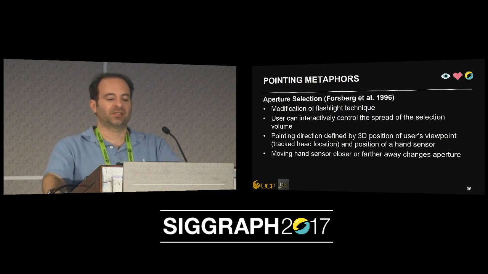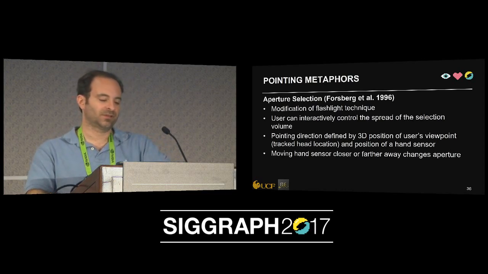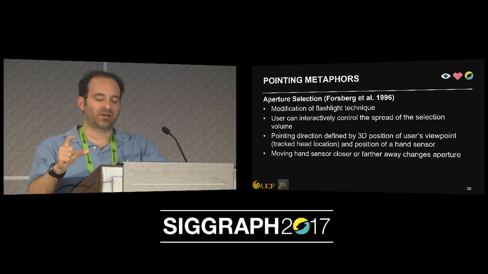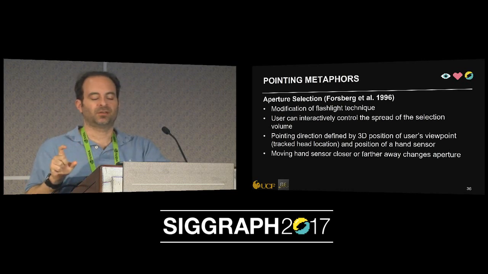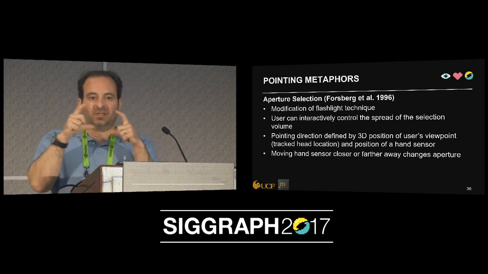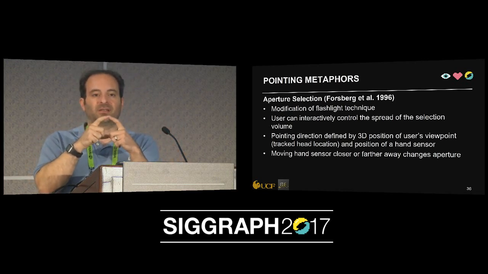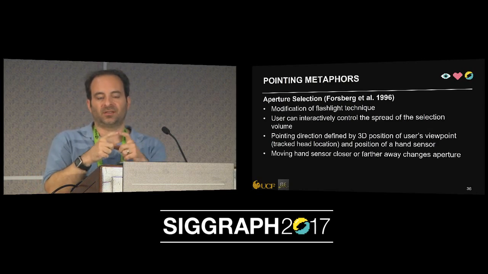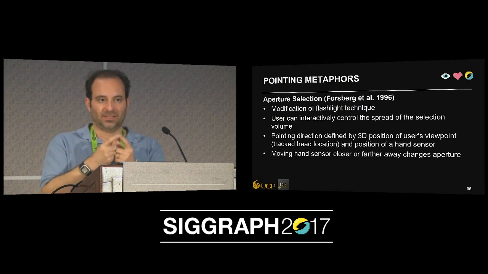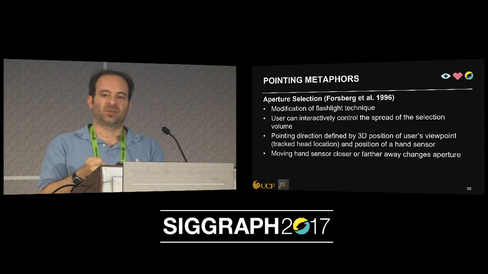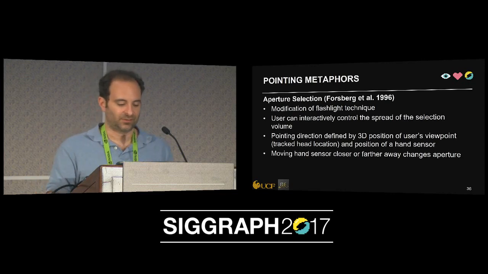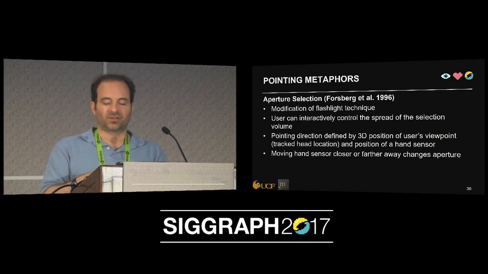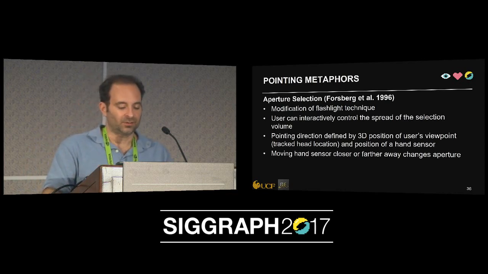Now, aperture selection is an extension to the flashlight technique, and the difference is that the user can interactively control the spread of the selection volume. That's nice because sometimes your volume may be too big and you may be getting too many objects and having a difficult time selecting them. If you can change the diameter of the selection volume in real time, that gives the user a little bit more control in their ability to do the selection. You would use a hand sensor or something to change the actual size of that.